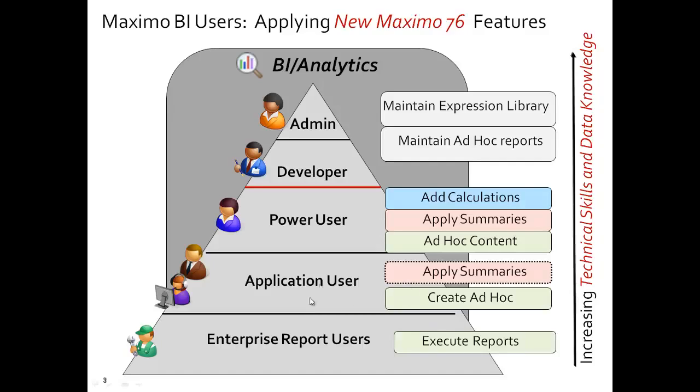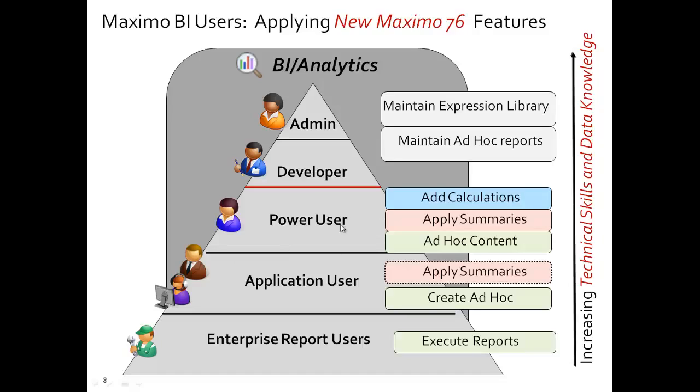As we move up the pyramid, our application user, they have a need to analyze data now in more depth. So this type of user is going to be given the ability to create an ad hoc report. Also, a subset of those users will be given the ability to apply a summary to an ad hoc report. And a summary is where we're able to take an attribute and define if we want to add, for example, a total of that attribute, or a min, or a max, or an average.